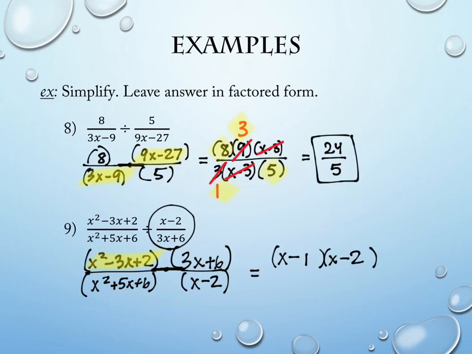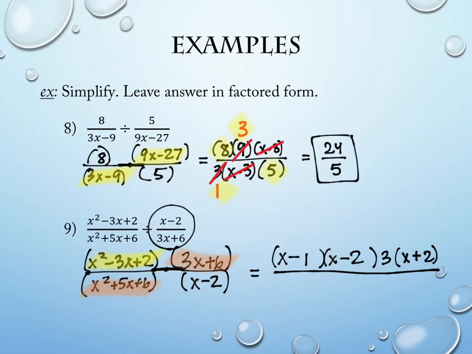How about my next piece? I have 3x plus 6. What do they have in common? A 3, right? So we'll pull the 3 out, leaving me with x plus 2. So far, so good. I'm breaking everything down before I worry about the reducing part.